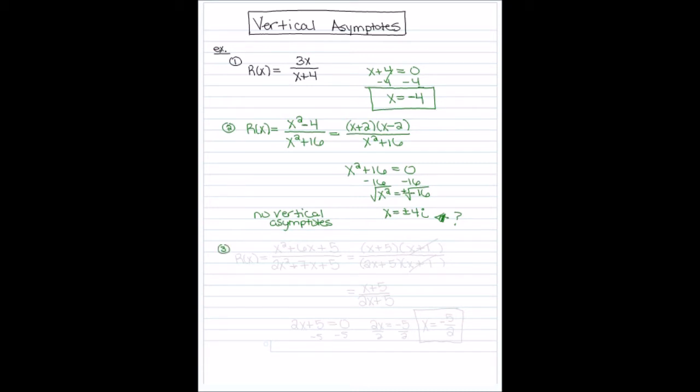Now let's look at a third example. I have x squared plus 6x plus 5. And in the denominator, I have 2x squared plus 7x plus 5.